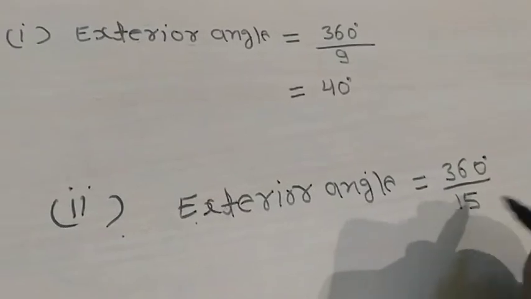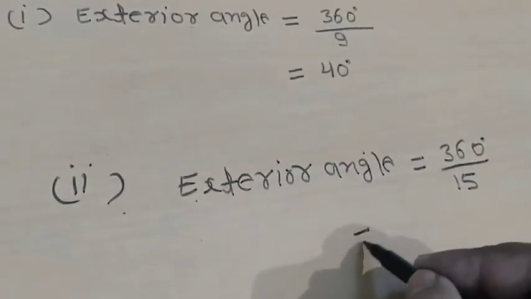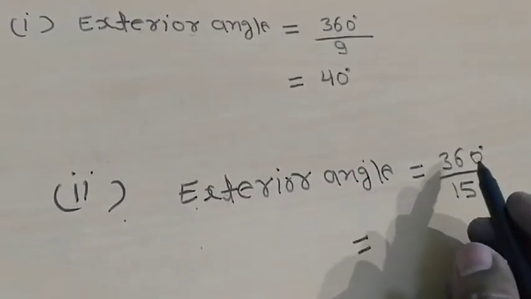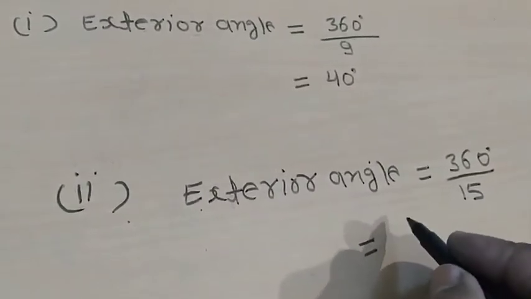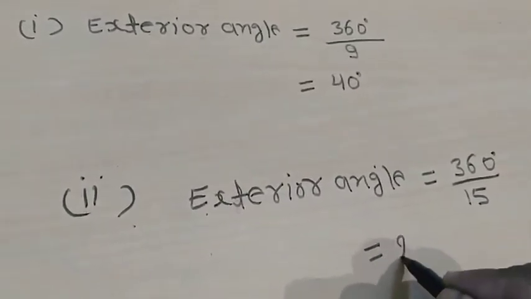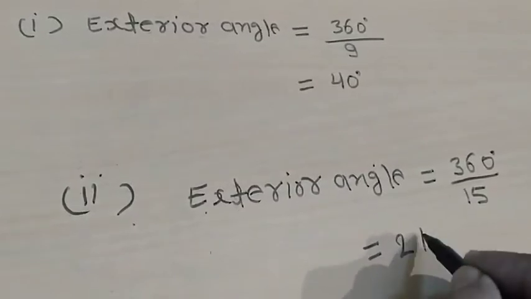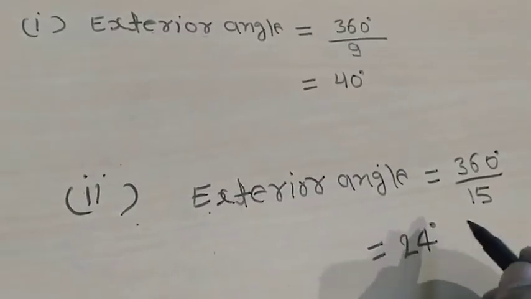This is the number of sides. Okay, so if you divide 360 degree by 15, we obtain 24. Okay, 24. Clear?